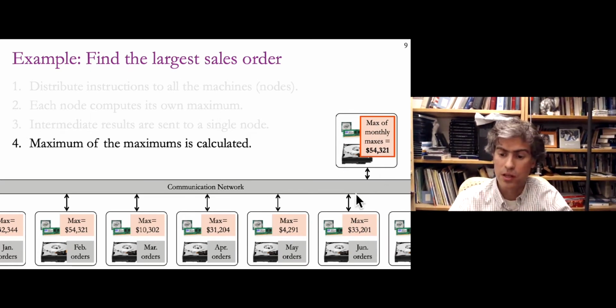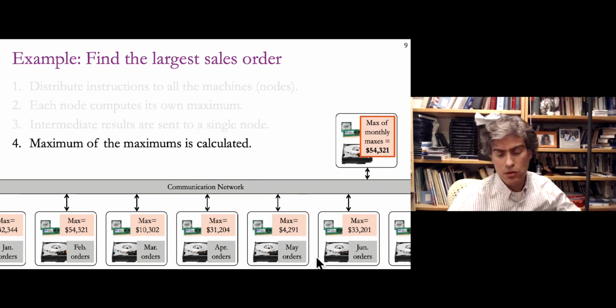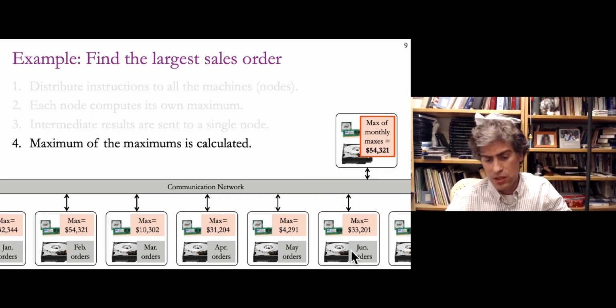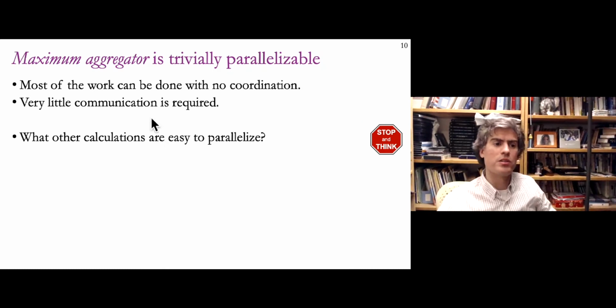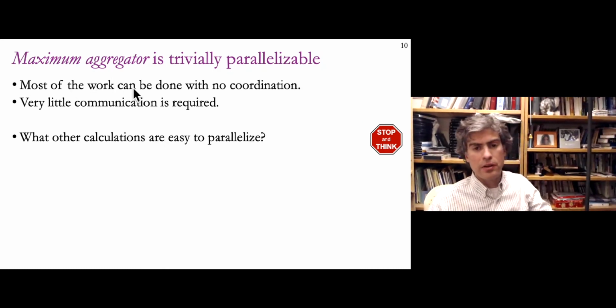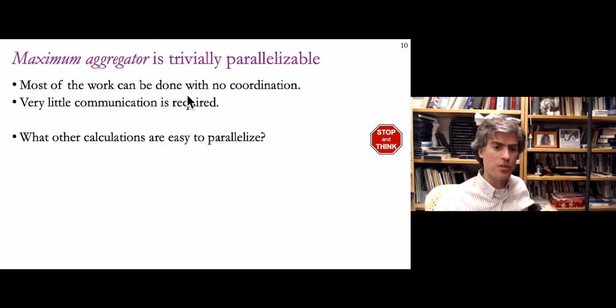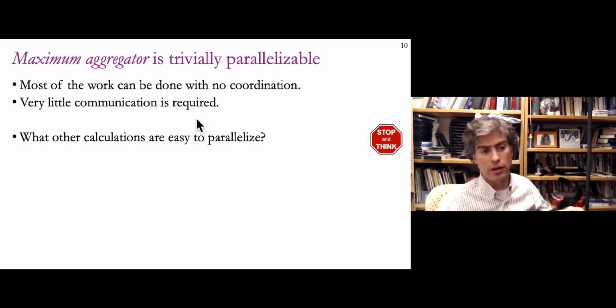It just involves taking the maximum among a handful of different numbers, whereas there could have been millions or tens of millions, billions of different orders in these individual machines. So that was where the bulk of the work probably was. Okay, so this maximum aggregator is trivially parallelizable. Most of the work can be done with little coordination, no coordination. At the end, there's just a little bit of coordination through that communication that's required.